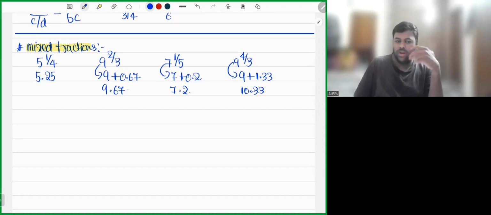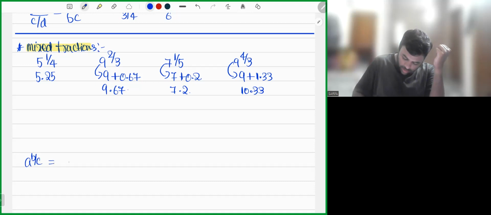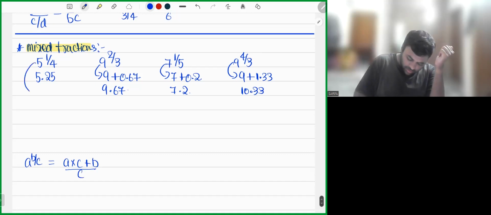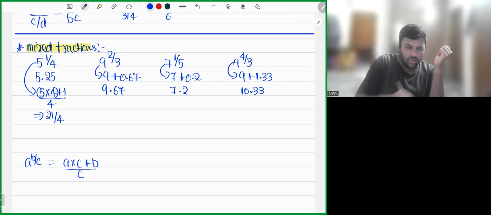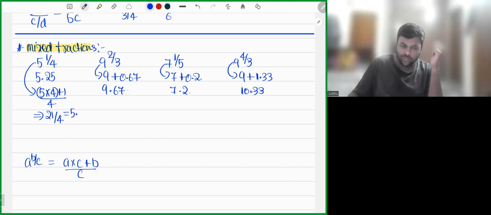There is one more way also, my dear friends, where you can convert a mixed fraction into a normal fraction. I have A, B by C. I'll write it as A into C plus B whole divided by C. Both are going to give you the same answer. See here. 5 into 4 plus 1 divided by 4. 5 into 4 is 20. 20 plus 1 is 21. If you want, you can check in your calculator. 21 divided by 4, you will get 5.25 itself.